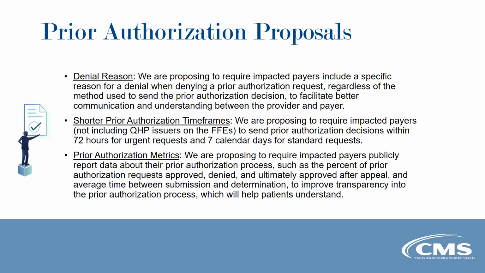So we also included in the proposed rule several policies related to more of the process, or several guardrails around the process for prior authorization. One of the things that we proposed is that all payers would need to include a denial reason anytime they deny a prior authorization request. So not just when the request is sent electronically, but regardless of how it's submitted, the payer would need to send a denial reason when denying a prior authorization request. And this is so that providers have more information and can determine next steps.